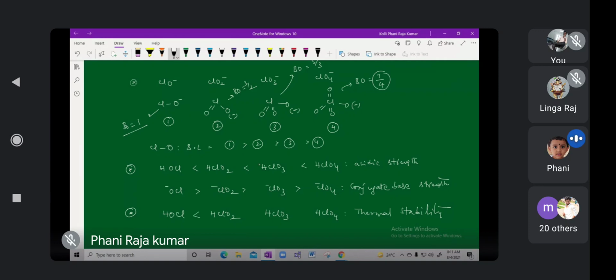Therefore, HOCl is less than, less than, less than. So HOCl is thermally least stable. Therefore, it is a highly reactive species. That's why in a number of chemical reactions, HOCl is a very good, strong oxidizing agent. That's why here, one property I am comparing with respect to thermal stability, that is oxidizing power. Greater, greater, greater.